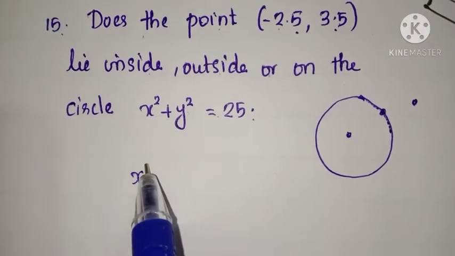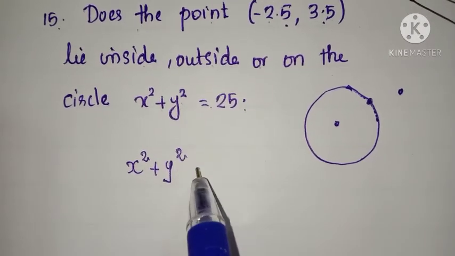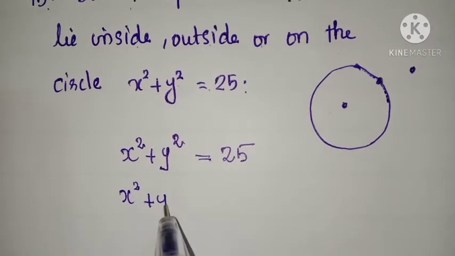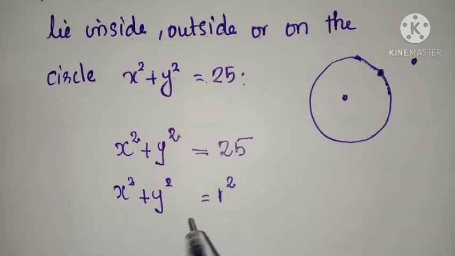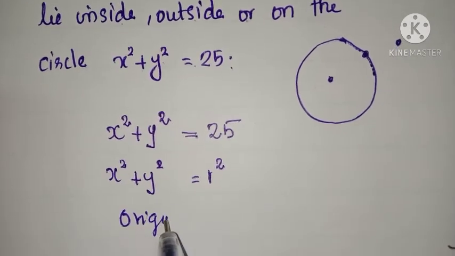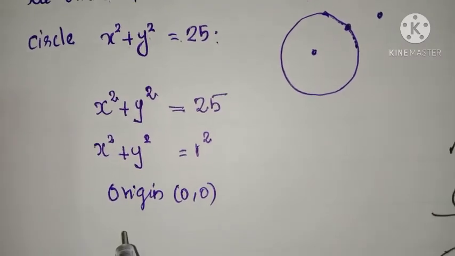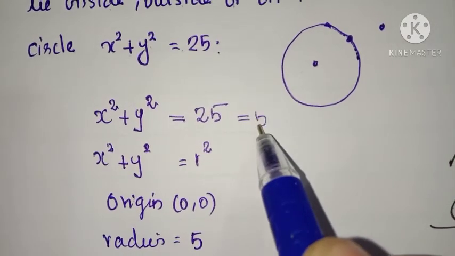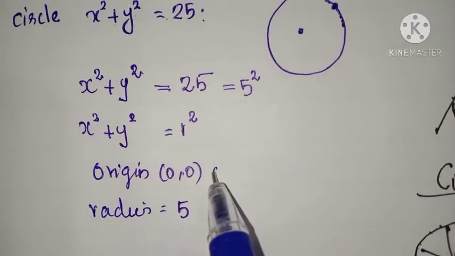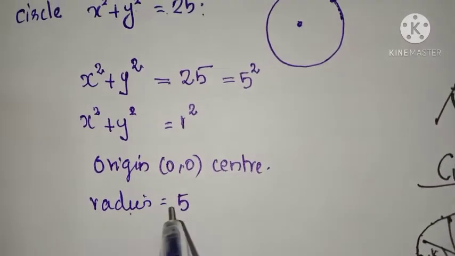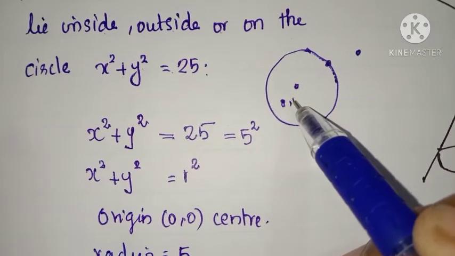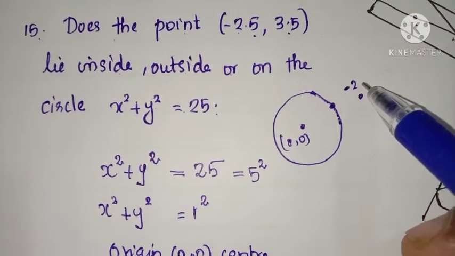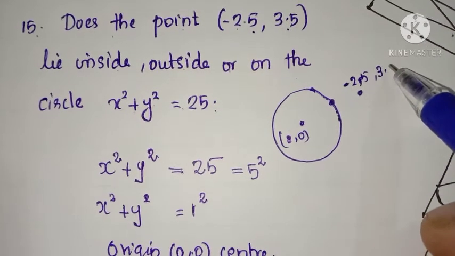Here the equation of the circle is given: x² + y² = 25. It is of the form x² + y² = r². Here the origin is the center. Origin means (0, 0) is the center, and the radius is equal to 5, because 25 can be written as 5². So the center is the origin and the radius is 5. The point is (-2.5, 3.5).